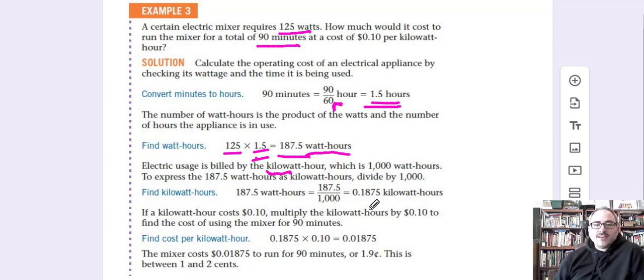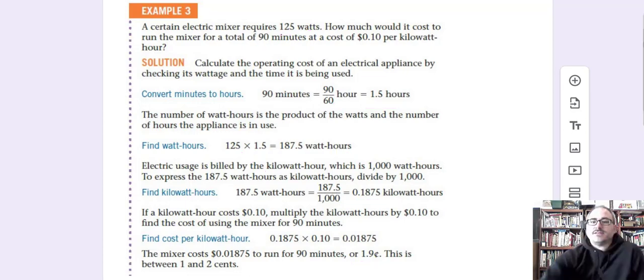187.5 divided by 1,000. That gives me 0.1875 kilowatt hours. And this allows me to figure out how much I'm going to get charged, because I get charged by the kilowatt hour, right? A kilowatt hour costs about 10 cents. So multiply our kilowatt hours that we found here by 10 cents. There's our 0.1875 that we got from over here, times the 10 cents, and we find that it's about 1.9 cents to run this electric mixer for an hour and a half. All right, that's not too expensive, right?